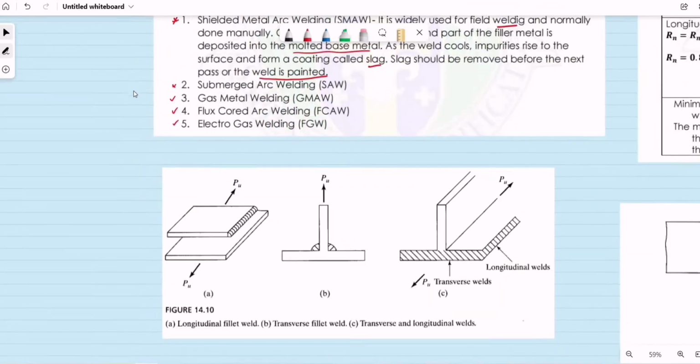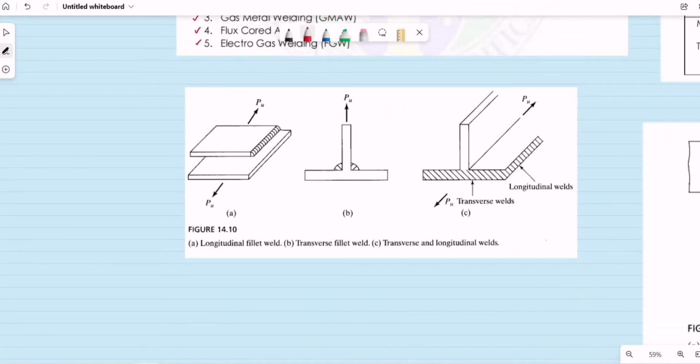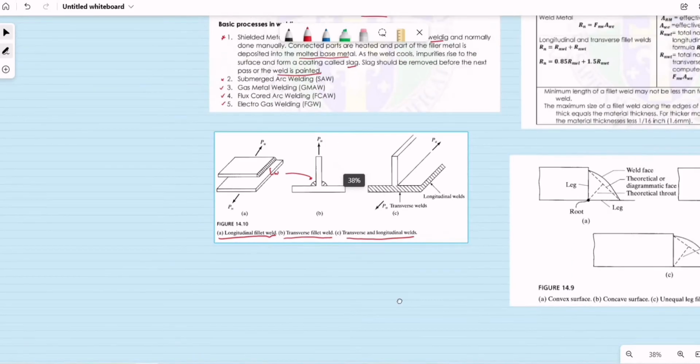Here are the examples of fillet welds. We have 3. Letter A is the longitudinal fillet weld, where the length of the fillet weld is parallel to the direction of the applied force. Then letter B is the transverse fillet weld, where the length of the fillet weld is perpendicular to the direction of the applied force. And letter C is the combination of the first two types, the transverse and longitudinal fillet welds.